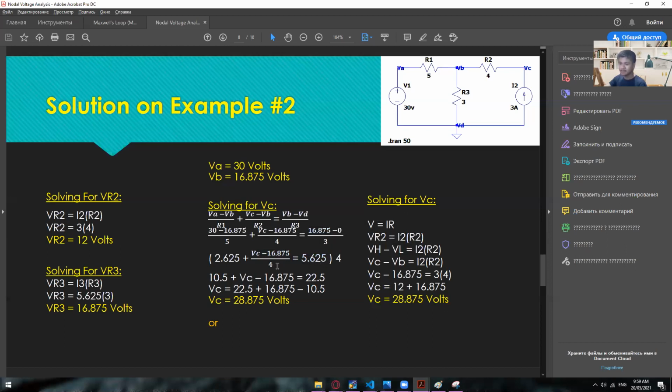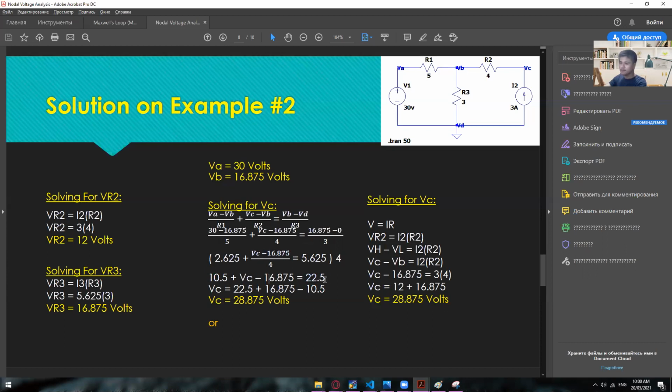And then in here, we only have one remaining denominator. So just multiply that one by 4 to eliminate this denominator right here. So 4 times 2.625 will give us 10.5. And then 4 divided by 4 is 1, so just copy as it is. So VZ minus 16.875 is equal to, so 4 times 5.625 will give us 22.5.